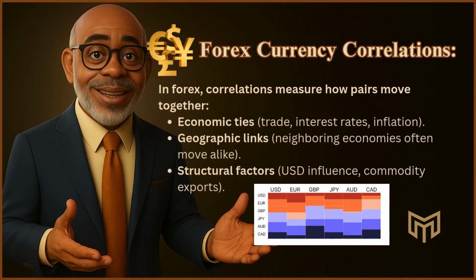So, how does this apply to currencies? In Forex, correlation measures how closely two pairs move in relation to each other. These relationships often come from economic ties like trade or interest rates, geographic connections between neighboring economies, and structural factors like the influence of the US dollar or the role of commodity exports.